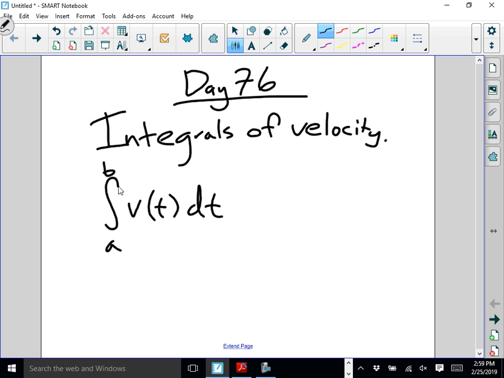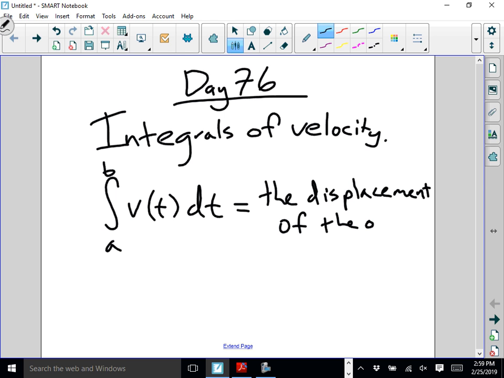The integral from a to b of v of t dt, this always gives us the displacement of the object from t equals a to t equals b. Okay. Displacement is very different than distance traveled, or can be very different from distance traveled.